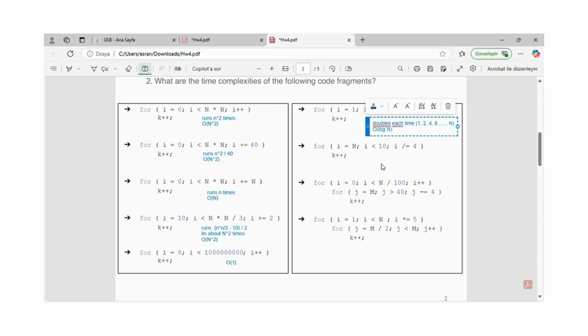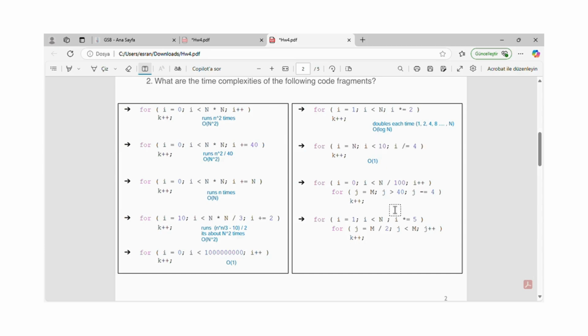Next one. Again similar to the fifth one, it runs a constant number of times. Here it depends on n, but stops early. So our answer is again, as with the fifth one, O(1).